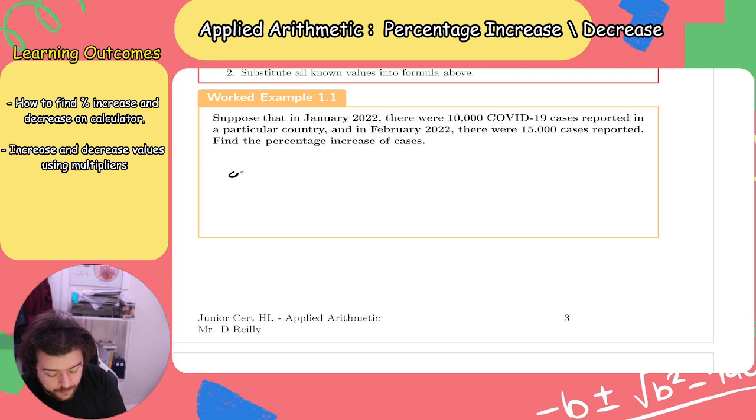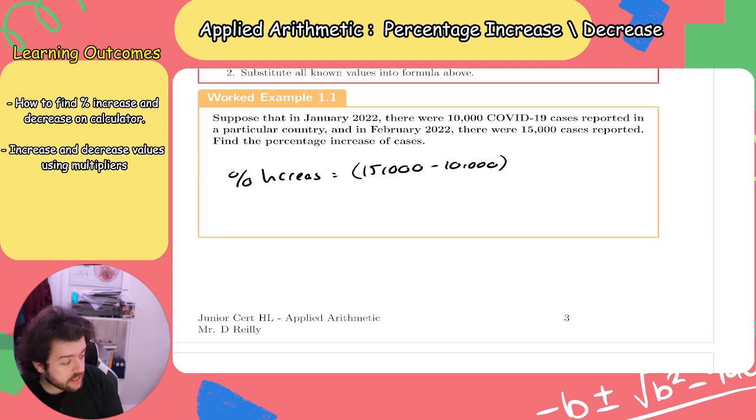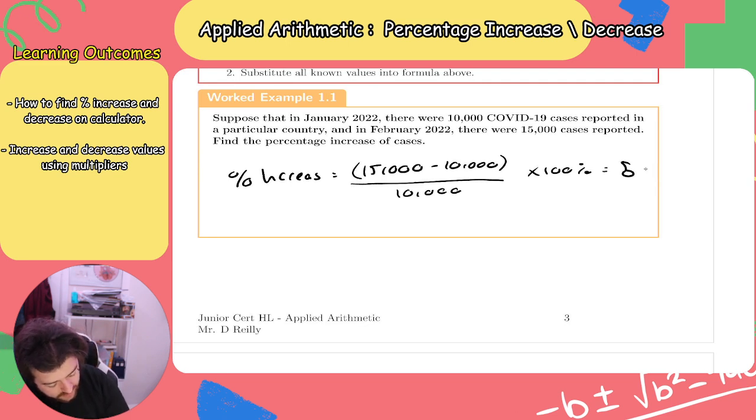So for the percentage increase, it's going to be my new value minus my old value, so 15,000 minus 10,000, because that's going to be my increase or decrease amount, which in this case is 5,000. All over my original amount, which was 10,000. Then I'm going to multiply it by 100%, and then we should get 50%. So between January and February, there was a 50% increase in COVID-19 cases.